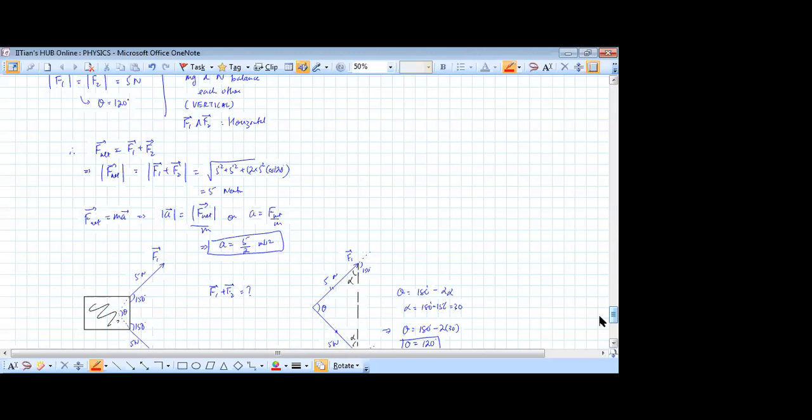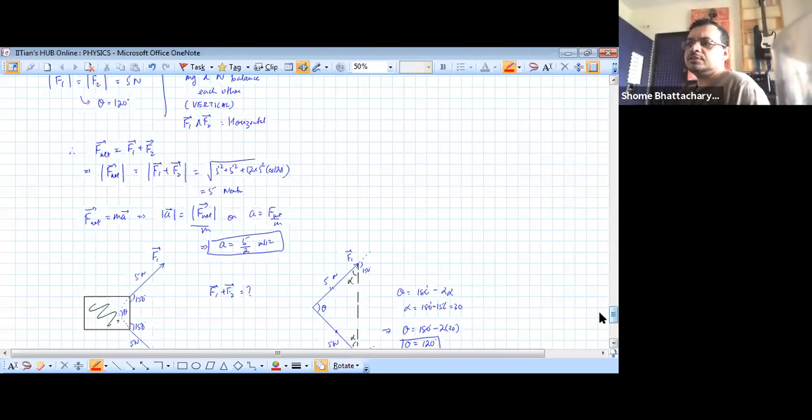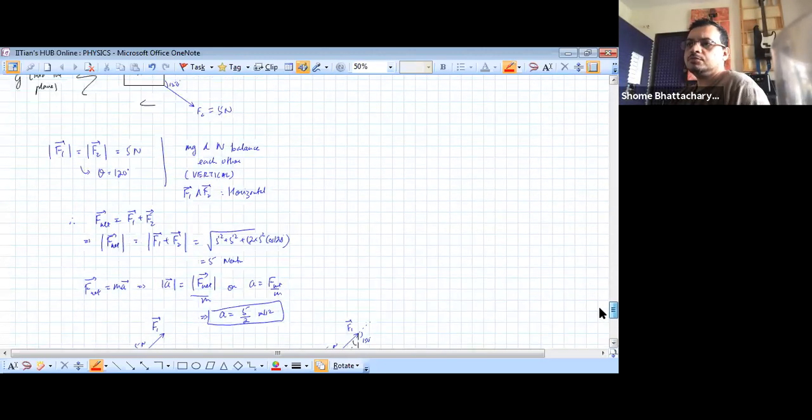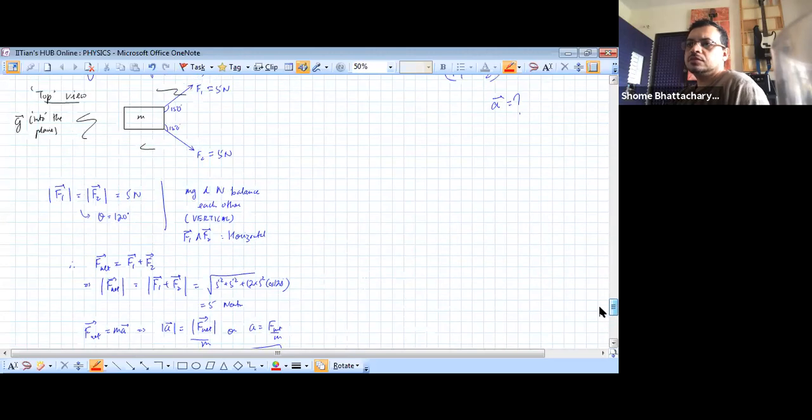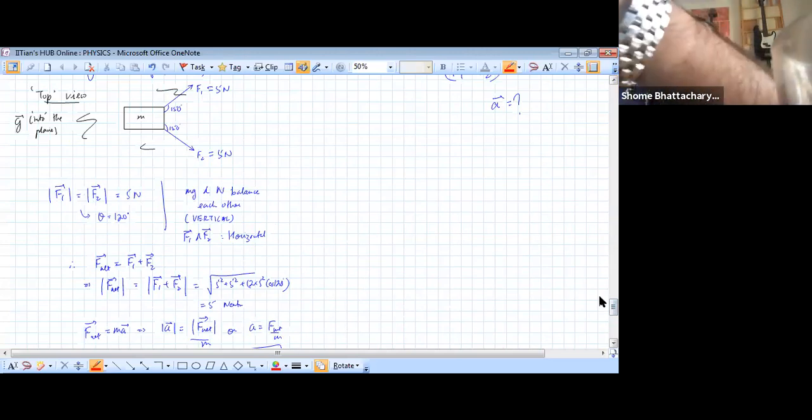Okay, so hope this example is clear to all of you. I mean, we've done so much of vector algebra recently that these kinds of examples should not create too much problem. Just working out the geometry.